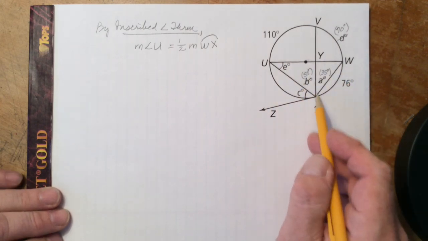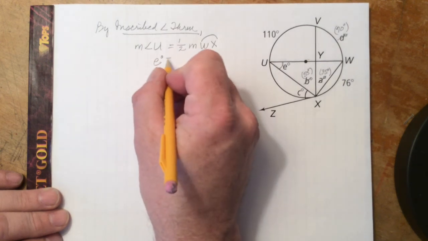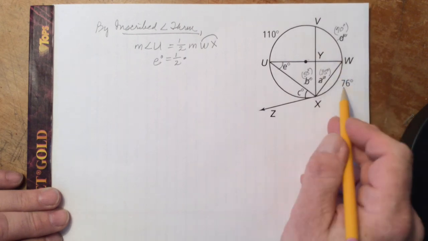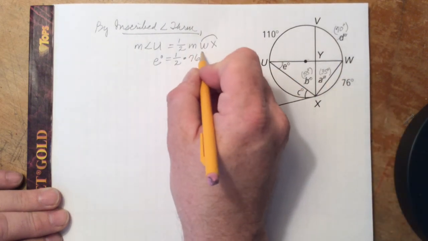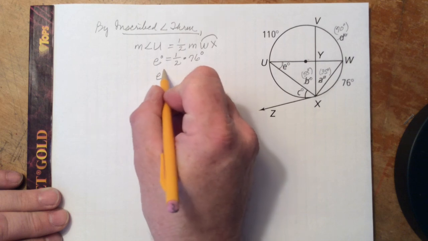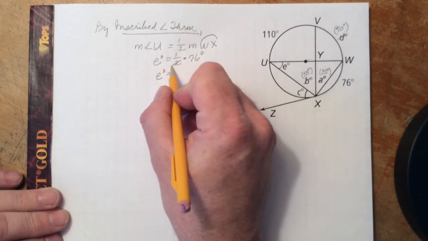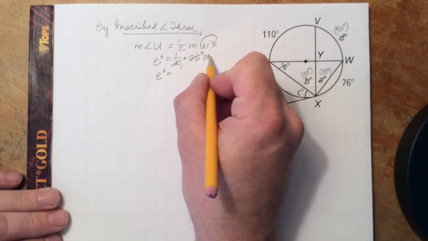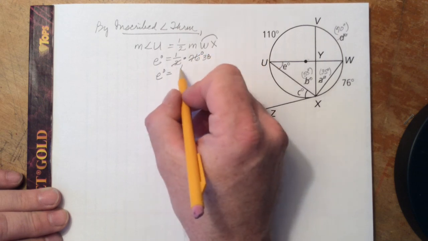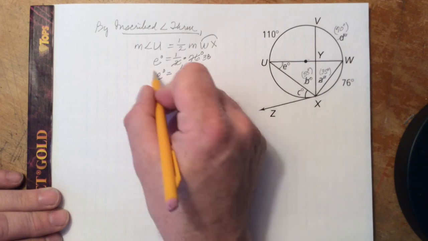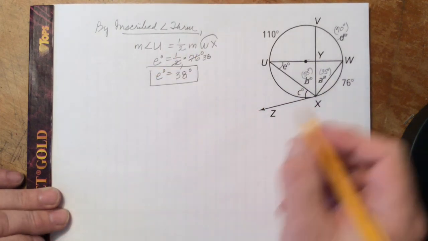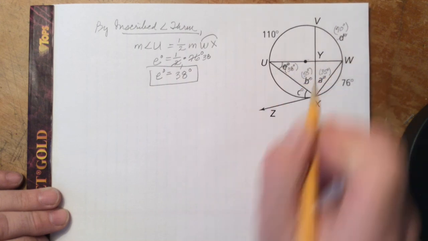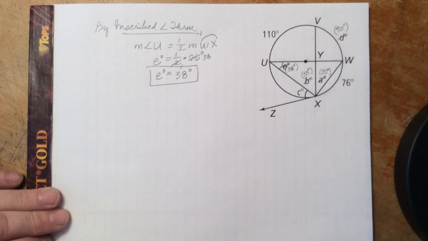And substituting in our values, we have E degrees is equal to 1/2 times the measure of arc WX, which is 76 degrees they gave us. E's already solved for, so just calculate this. 2 goes into 2 once, 2 goes into 76, let's see, 38 times. So 1 times 38 degrees over 1 is 38 degrees. And so we come over here, cross out E, and this is 38 degrees now. We're getting closer to the end.